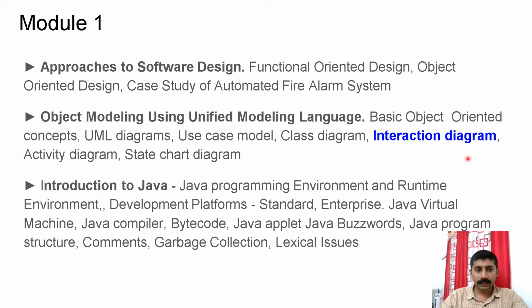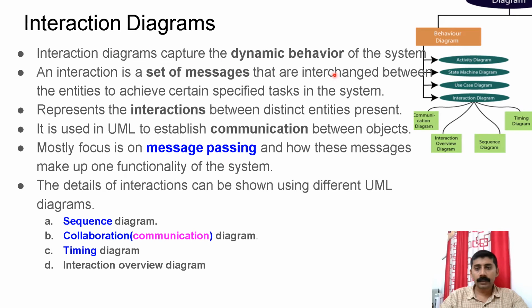In today's lecture, we will learn about the interaction diagrams in UML. In UML, diagrams can be broadly classified into two types, structure diagrams and behavior diagrams. Interaction diagrams are part of behavior diagrams. Interaction diagrams capture the dynamic behavior of the system.